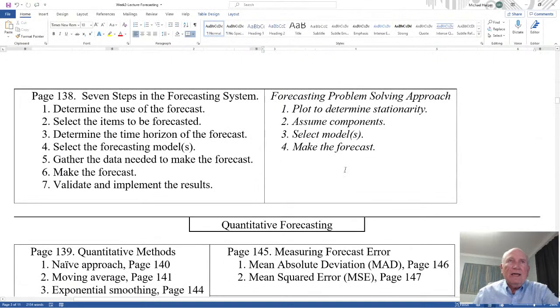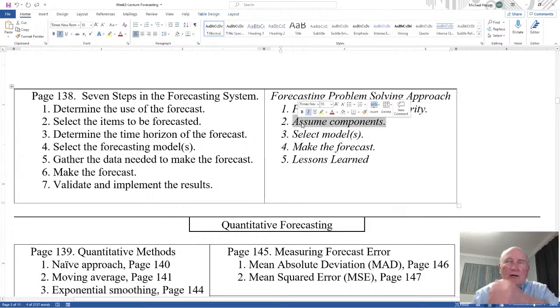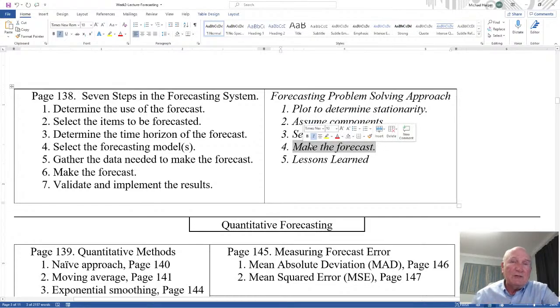Okay. Next, the 7-step process that I bring down to, I'll have 4 here. Above I had 5. And so 5 would be lessons learned. Well, what do I mean by lessons learned? You plot the time series to determine stationarity. You take the plot and assume your components. You say I have a trend component, I have a seasonal component, something. Select your model accordingly. Make your forecast. This is what we'll be doing in this lecture. Now I put lessons learned as the 5th step in this problem-solving approach.